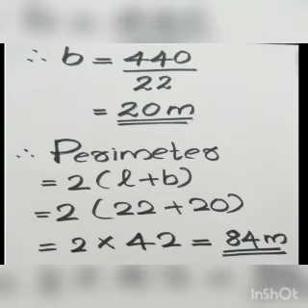If you know length and breadth, you know how to find the perimeter. What is the perimeter of a rectangle? 2 into L plus B. Substituting the values, length is 22 meter, breadth we got 20. First, the bracket is 22 plus 20, which gives you 42. 42 into 2 is 84 meter. So these formulas and equations for area, perimeter and their relations should be very clear. Then only you can directly substitute and find the answers.